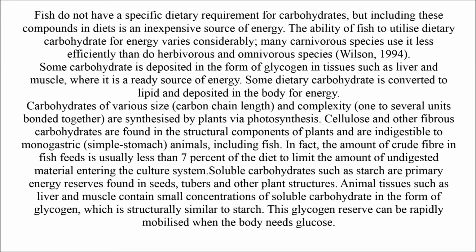Soluble carbohydrates such as starch are the primary energy reserve found in seeds, tubers, and other plant structures. And animal tissues such as liver and muscle contain small concentrations of soluble carbohydrate in the form of glycogen, which is structurally similar to starch.